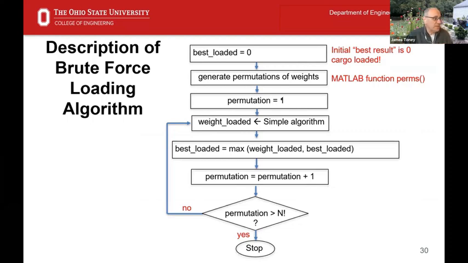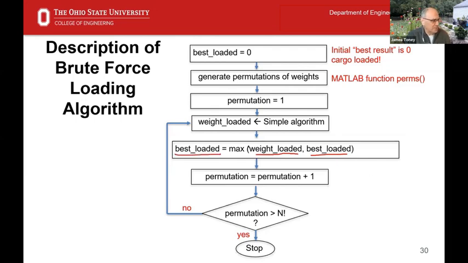All right, so start at the beginning of the list. So this could be a for loop. Apply your simple algorithm to that first permutation. That's determine how much weight that loaded. And then our new best result is, well, either that weight or the best previous one, whichever is more. Okay, so in other words, each time through the loop, you ask, is the result that I got this time better than my best previous result? If it is, then that's your new best result.